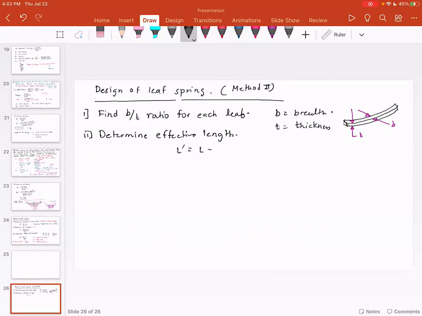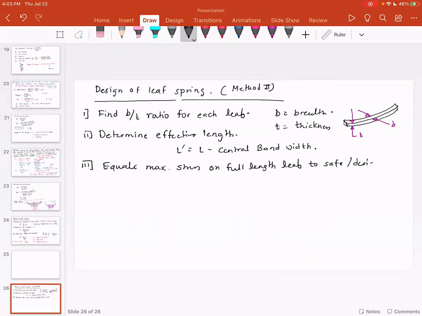L is the length of the leaf minus the central band width. Now, in this process, we equate the maximum bending stress on the full length leaf to the safe bending stress or design stress. And that gives us the value of T.